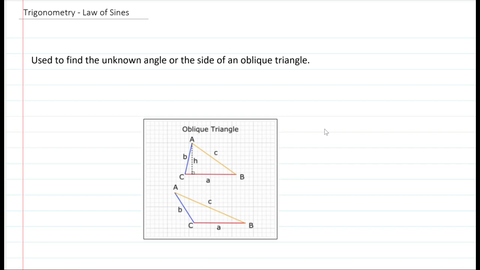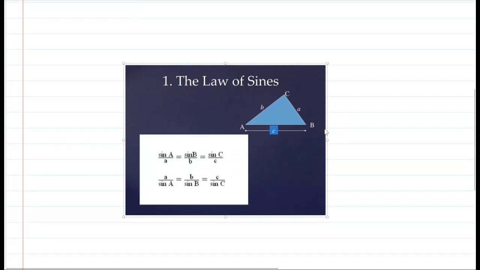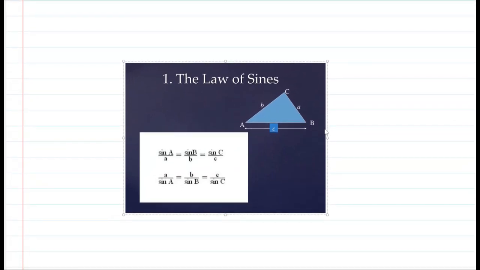Okay, so the law of sines definition. We see it as sine A over A equals sine B over B equals sine C over C, or we can write it as side A over sine A equals side B over sine B equals side C over sine C. And of course, we're making a proportion, so you only need two ratios at a time out of the three.